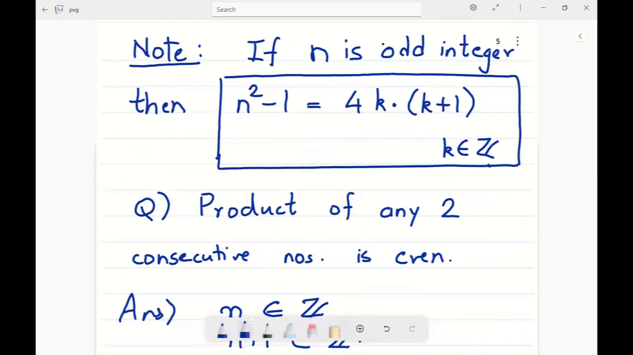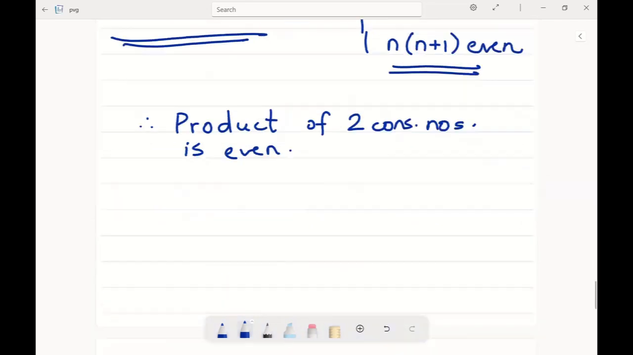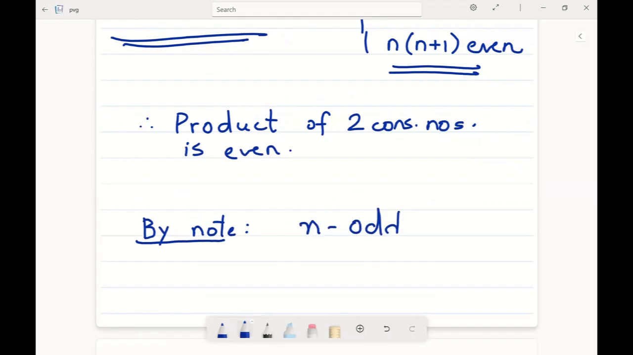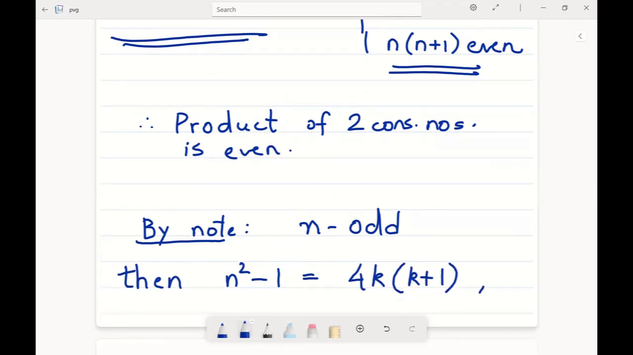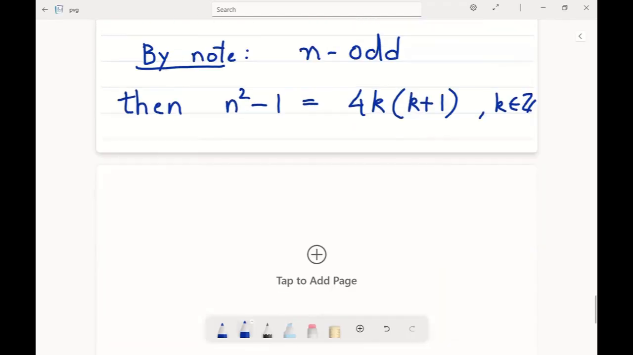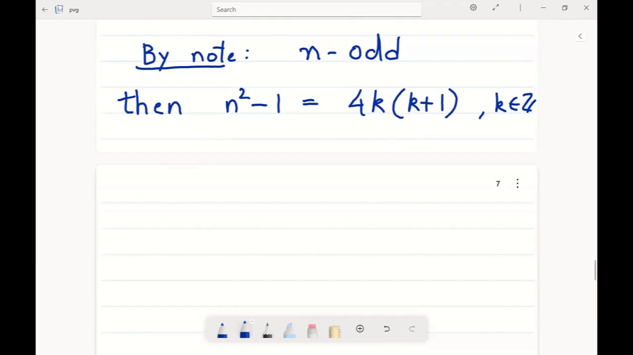And therefore, by the above observation, we have written here a very important boxed thing, that n squared minus 1 is 4 into k into k plus 1, right? So by above note, what is our assumption? If n is odd, then n squared minus 1 is 4 into k into k plus 1, where k is an integer, right? And therefore, this k into k plus 1 is the product of two consecutive integers, right?